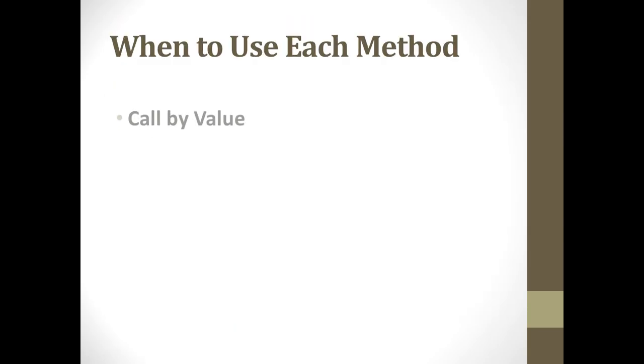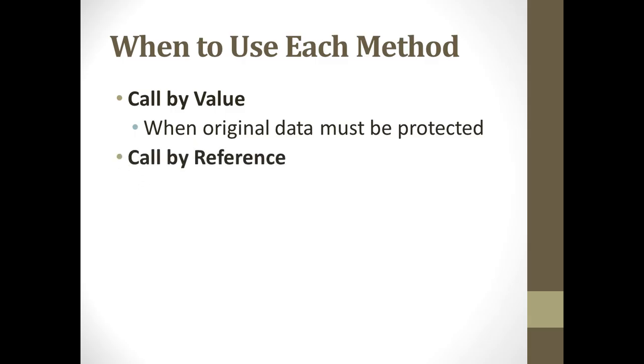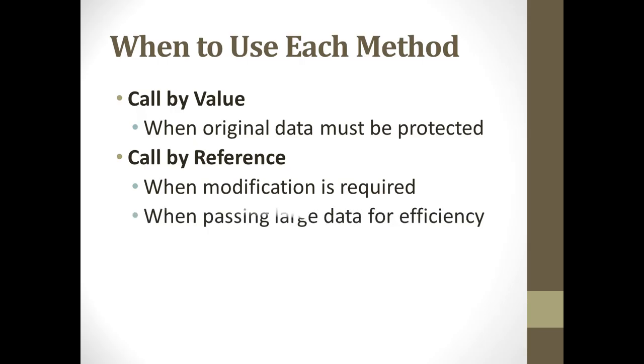When do we use them? When do we use call by value? We use call by value when the original data must be protected, while we use call by reference when modification is required. For instance, when you want to write a program to swap numbers, of course you have to modify. So when modification is required, call by reference is the key. Then when passing large data for efficiency, instead of passing the whole value, you just pass the address of the value. That maintains low memory, that is efficiency.